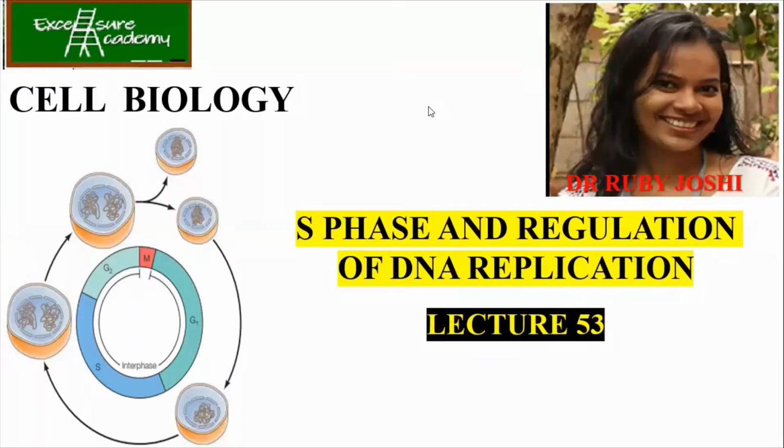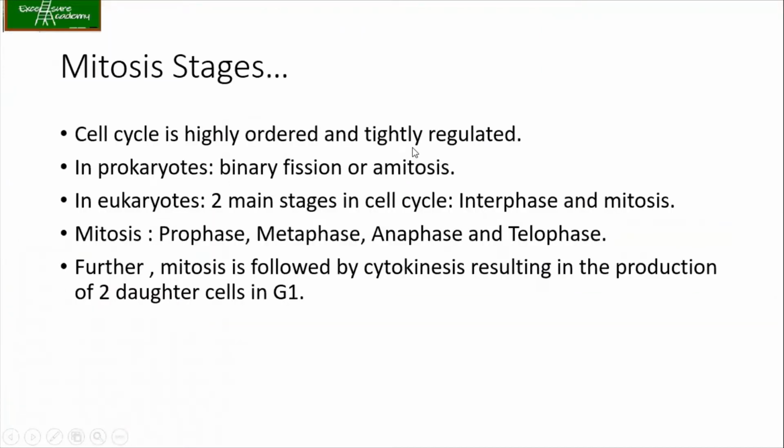So in the previous lecture, we discussed the CDKs and the cyclins, and how they regulate the G1 phase, S phase, G2 and M. Now in this lecture, it is basics, that is the mitosis stages. In this lecture, we will go through all the different stages of mitosis, like prophase, metaphase, anaphase, and telophase. We also know that after mitosis, cytokinesis takes place, which results in the formation of two daughter cells, and those two daughter cells will be in the G1 phase.